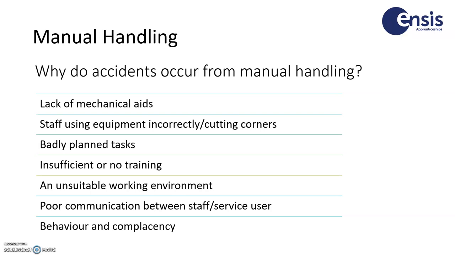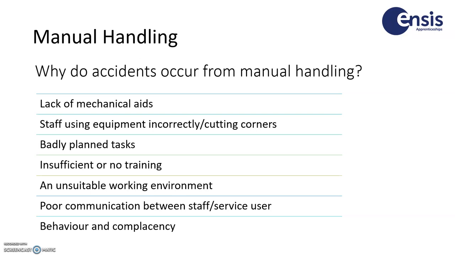An unsuitable working environment. Sometimes, particularly in domiciliary care, you will end up working in very cramped conditions. It's important you make that environment safe before you actually commence any manual handling. Poor communication between staff, so on a two-handed call, that could be you and your colleague, or poor communication with the service user as well. If everybody doesn't know what they need to do and when, it will lead to accidents. So communicate clearly.